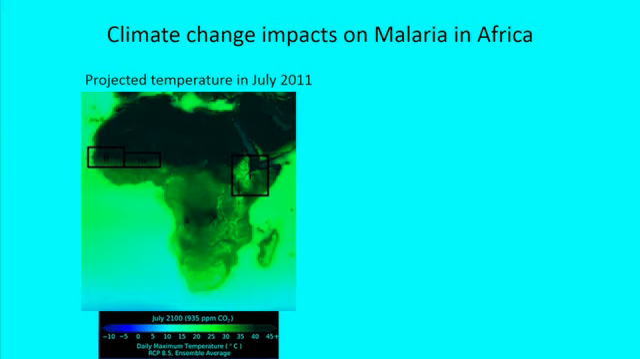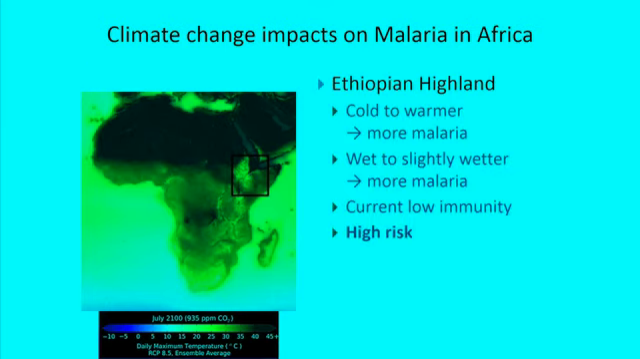So by applying the accurate projection of climate to the mechanistic malaria model, we analyze the climate change impact of malaria in these three regions in Africa. Sorry, the figure is not very clear. Okay, anyways. So the future risk of malaria is expected to be high over this region in Africa, which may not be very clear, but I'm pointing out this, the Ethiopian highland.